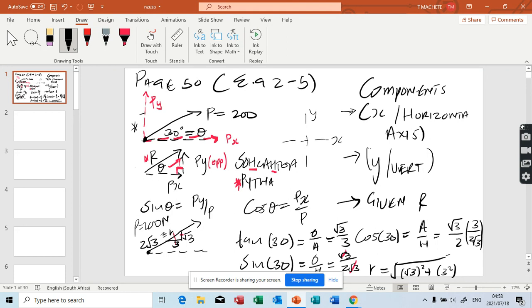You should get the same answer. 3 over 2 root 3. Yeah, it's the same answer. Do you see that?